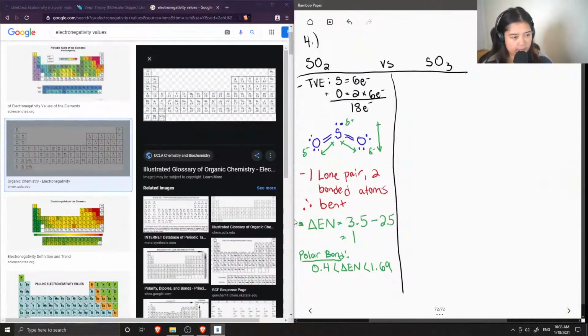So notice that these dipole moments aren't able to cancel each other out, and the reason why is because of the bent shape in the molecule. So this means that SO2 is polar, and I'll say that dipole moments don't cancel.